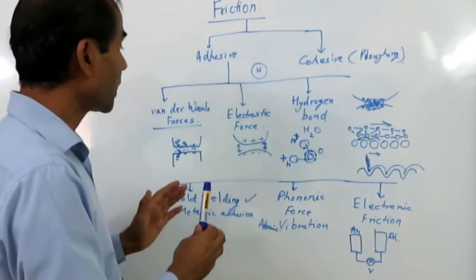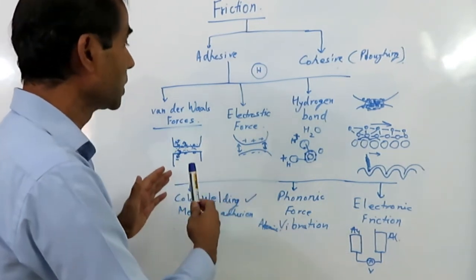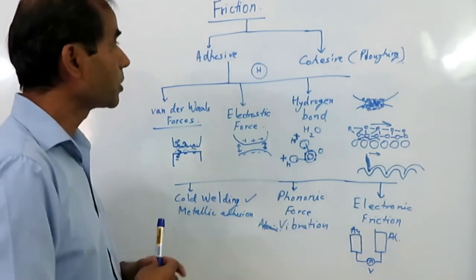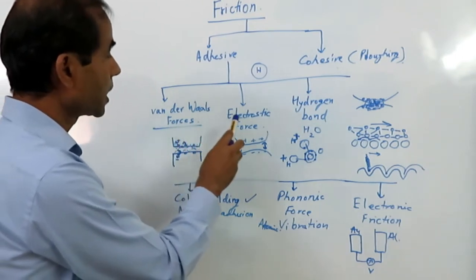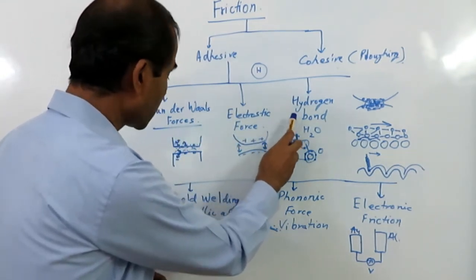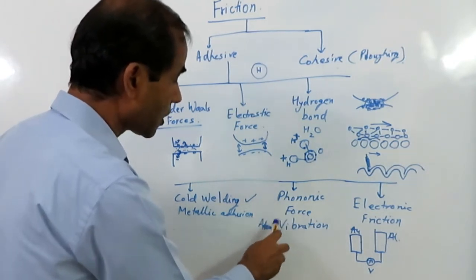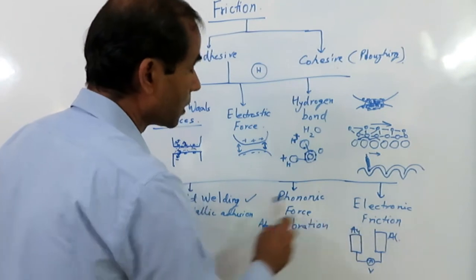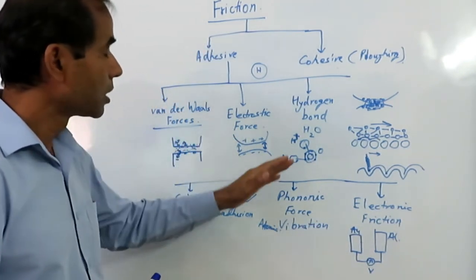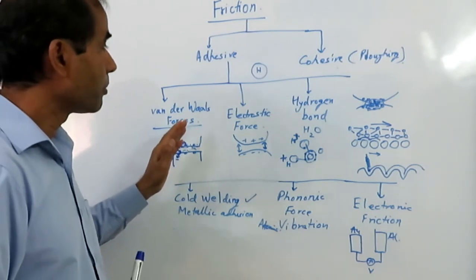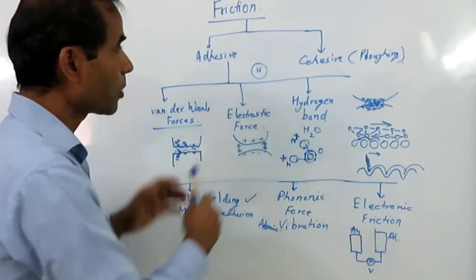And in any kind of event, one or two will be more dominant, not all will be dominant, but some of these factors will be dominant in the adhesive force. So starting with van der Waals forces, electrostatic forces, hydrogen bond, cold welding or metallic adhesion, phononic force or atomic vibration, and electronic friction. Depending upon the nature of the surface, we can find some of these mechanisms acting for the adhesive friction. So this is one part of the friction.